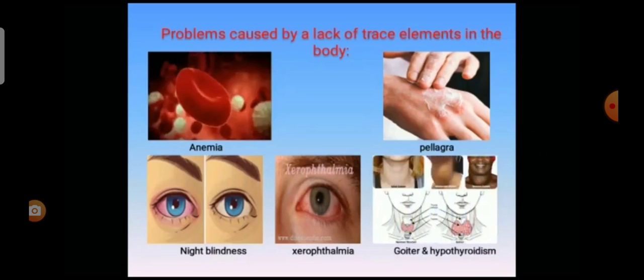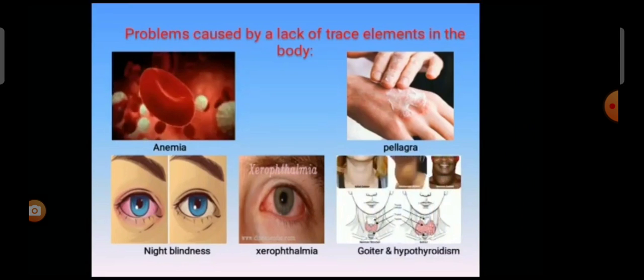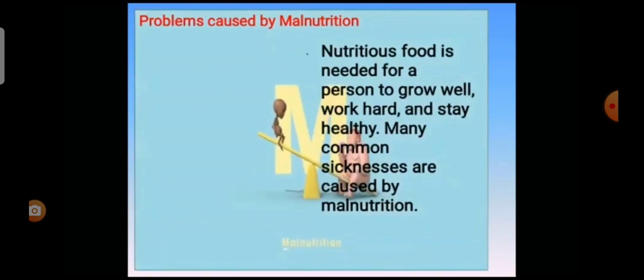Anemia, pellagra, night blindness, xerophthalmia, goitre. These are some of the problems caused by lack of trace elements in the body. Let us see about the problems caused by malnutrition. Nutritious food is needed for a person to grow well, work hard, and stay healthy. Many common sicknesses are caused by malnutrition.